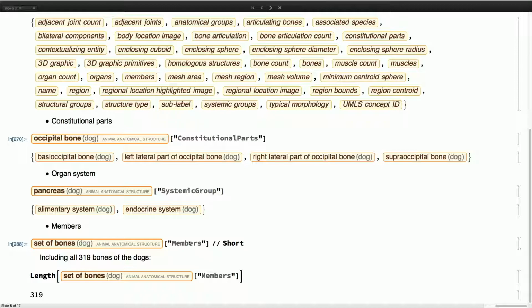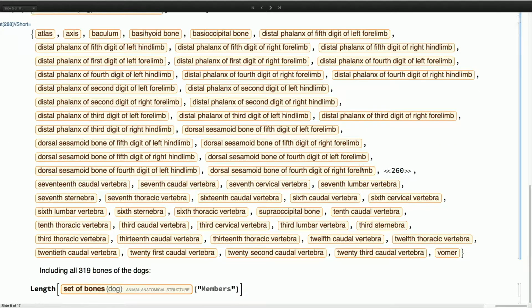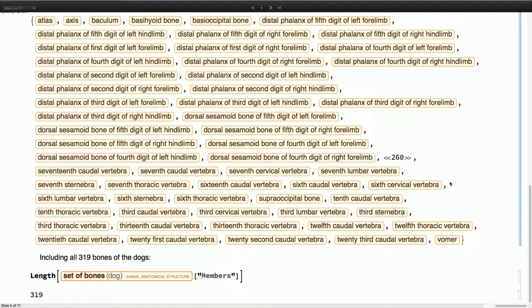So as we curate our data, we noticed that there are not many data sources that have the complete list of all the bones. But we do have information here that the average adult dogs have 319 bones, and actually we can get the names of all the bones.